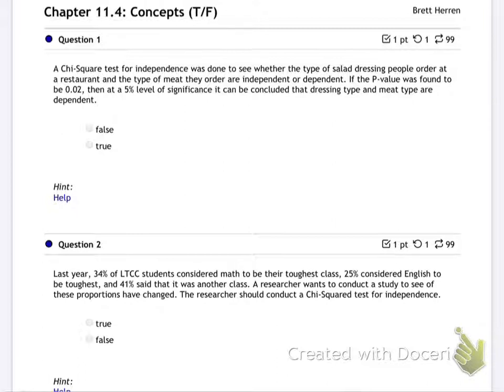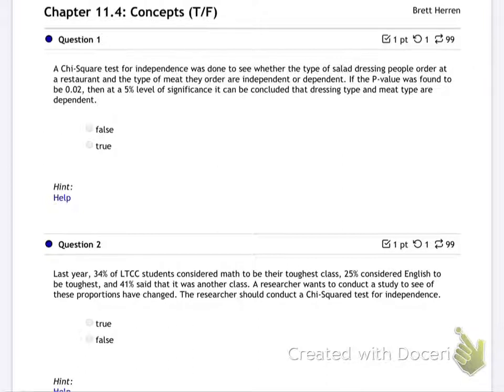If the p-value was found to be 0.02, then at a 5% level of significance, it can be concluded the dressing type and meat type are dependent. Is that true? Or is that false? How do we go about figuring that out?